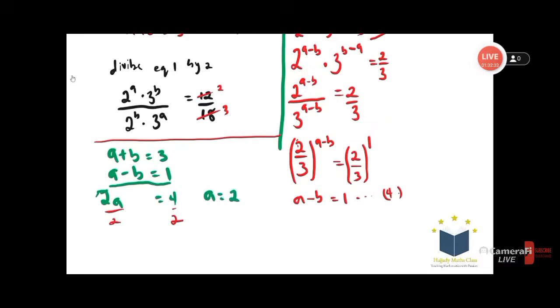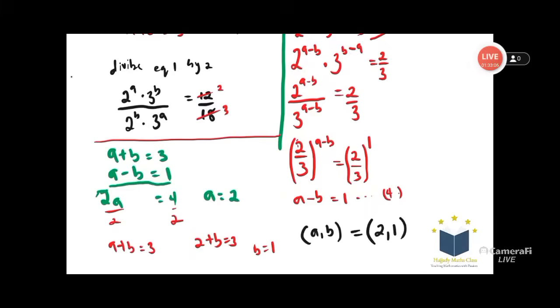So when you plug in a equals 2 into equation 3 or 4, you have a plus b equals 3, which is my equation 3. Since my a is 2, we have 2 plus b equals 3, and then finally b equals 1. So for the pair a comma b equal 2 comma 1, this is my answer.